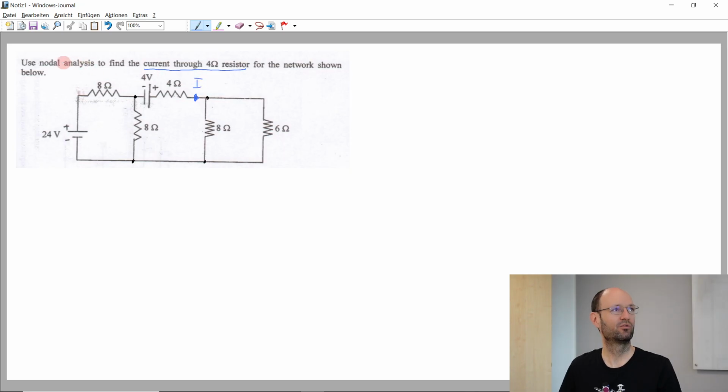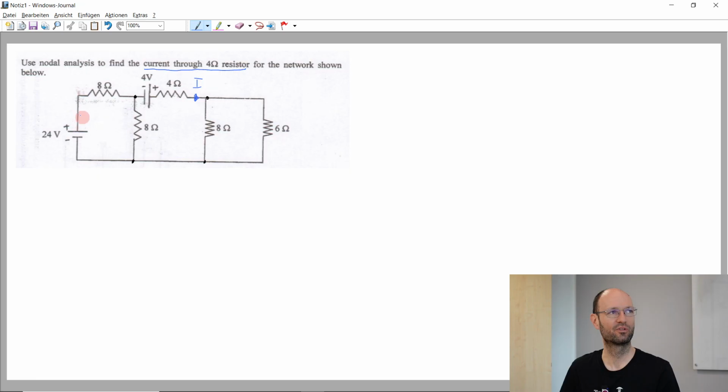And we should use nodal analysis to do this. The problem with using nodal analysis at first glance is that we have voltage sources. It would be much easier if we had current sources, but unfortunately we have voltage sources. Luckily, this voltage source here has a series resistor. So what would you suggest? Yeah, we could convert this into a current source.